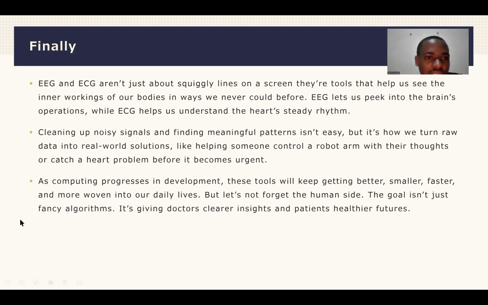Then for the final remarks, EEG and ECG aren't just about squiggly lines. They're not just a bunch of zigzag lines on the screen, but tools that can help us see the inner workings of our body in ways we never could before. EEG lets us listen in on the brain's operation, while ECG helps us understand the heart's steady rhythm and heartbeat. Cleaning up noisy signals and finding meaningful patterns isn't easy, but it's how we turn raw data into real-world solutions, like helping someone control a robot arm with their thoughts or catch a heart problem before it becomes urgent.